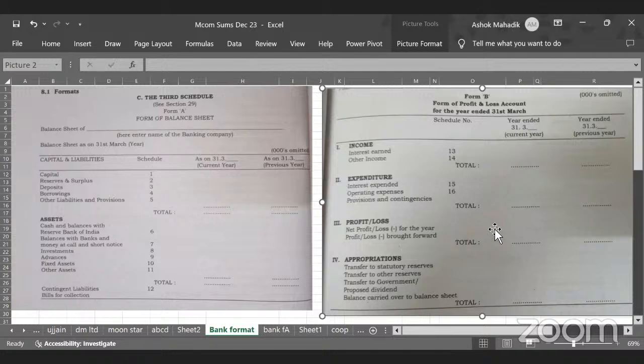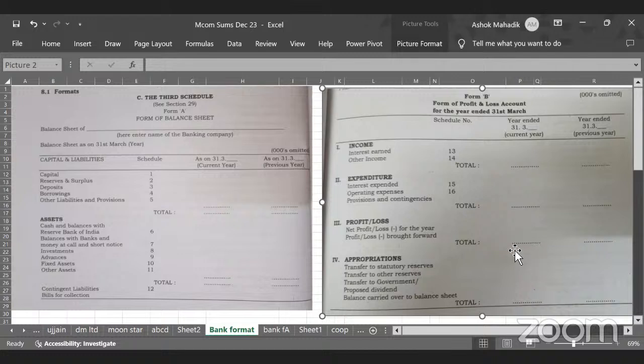Okay, students. Now, when we close all the schedules, first we close the income statement. We add the totals of schedules 13 and 14, and we get total income. From that we subtract the totals of 15, 16 and 17. 17 is for provisions and contingencies. So total income minus total expenses will give us the profit made for the year. If you are given any opening balance of P&L, we will add it to this.